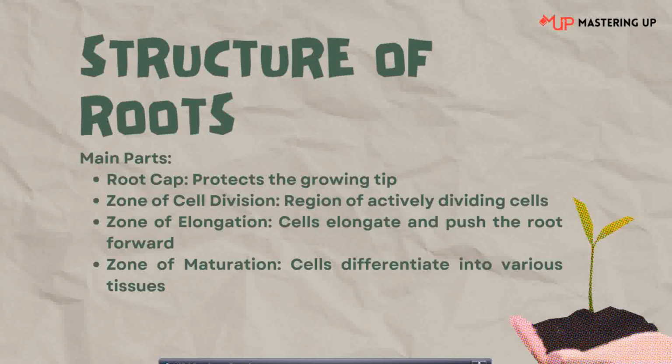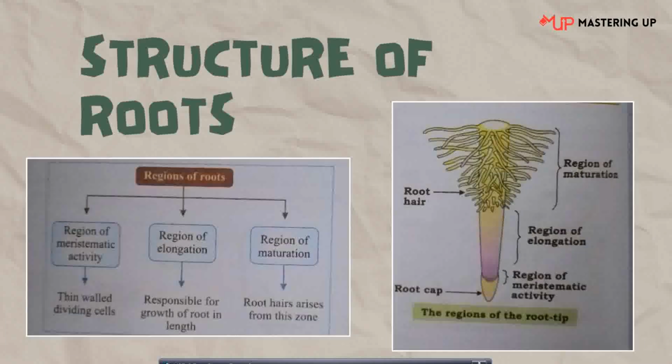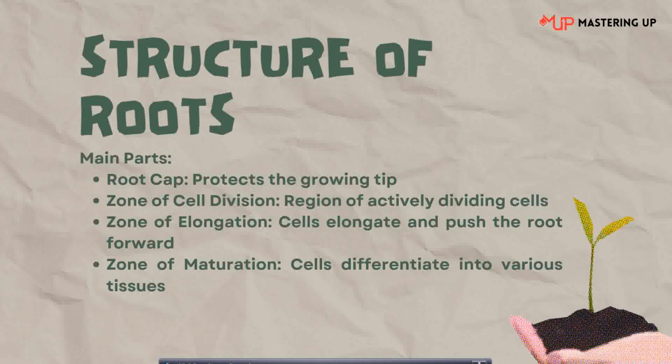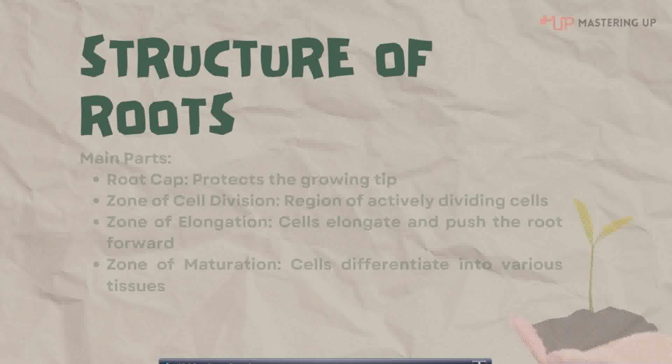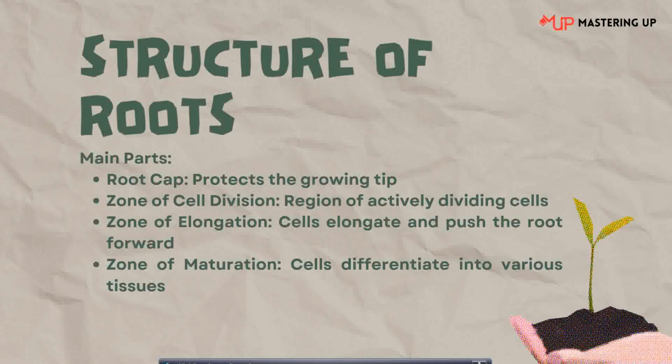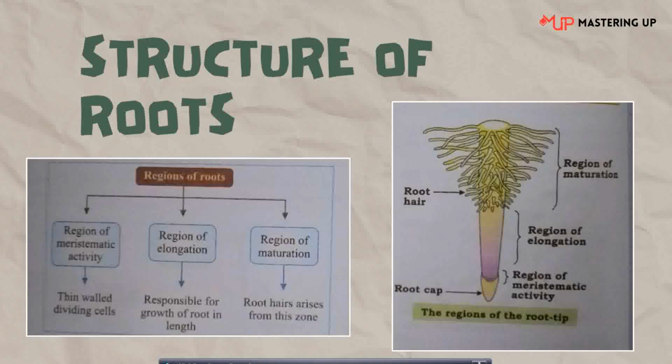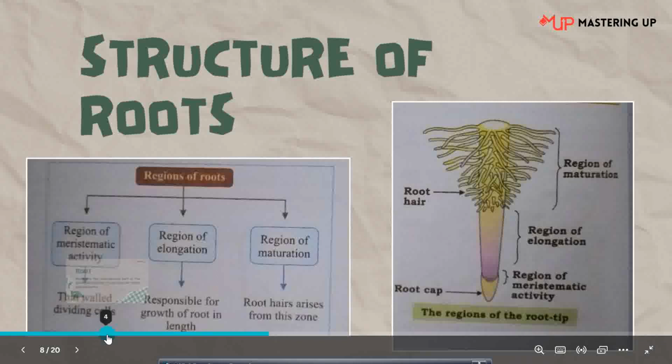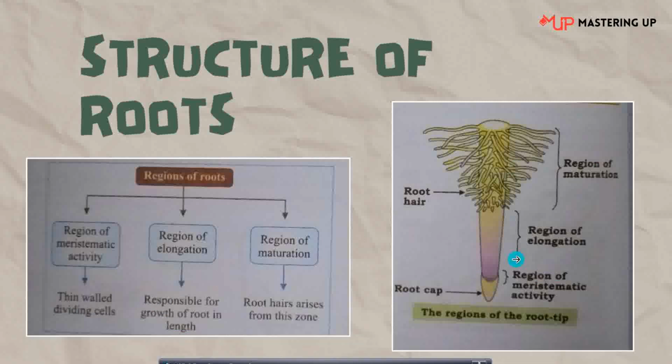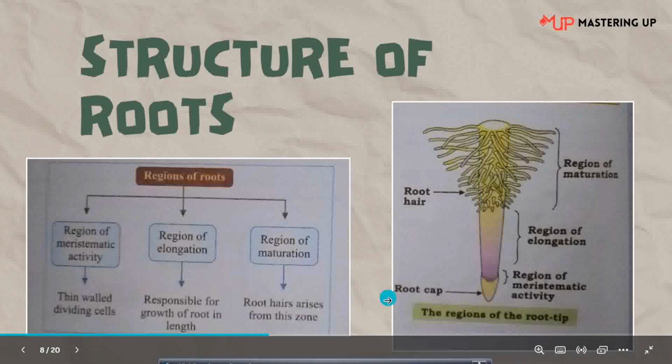So just look at the diagram. These are the diagrams of the structure of roots. The regions of root are divided into 3 main areas: region of maturation, region of elongation, and region of meristematic activity, or region of cell division. In the region of meristematic activity, there are thin walled dividing cells. That's why, to protect that structure, we have the root cap.